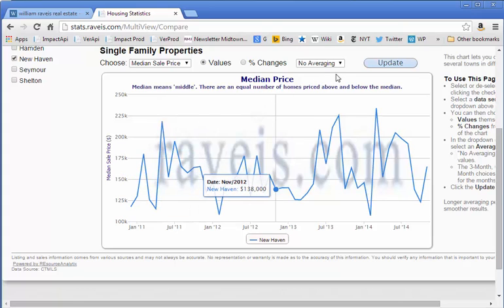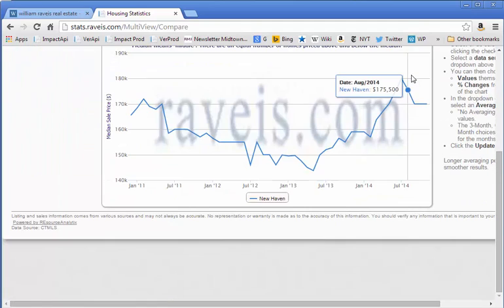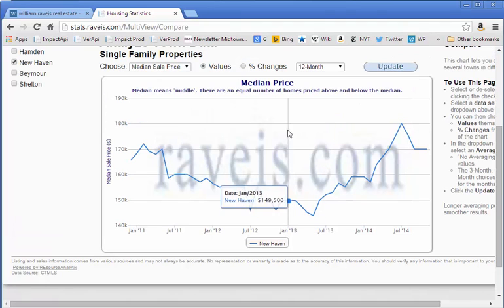One of the choices we have here, now the chart currently is showing us monthly data. One of the choices that we have is to average this data over longer periods of time. And I'm going to choose 12-month averaging. So that gives us a chart of the trailing moving average median price over the past 12 months for New Haven.